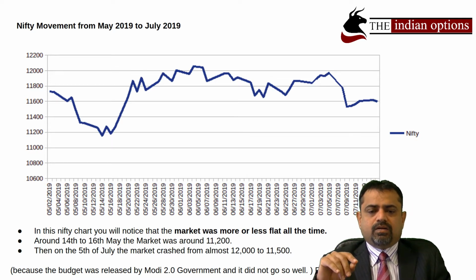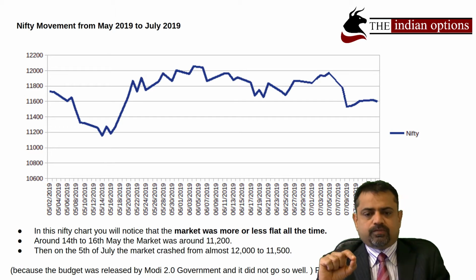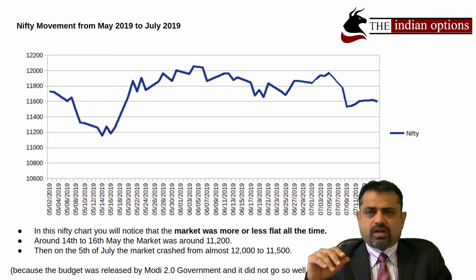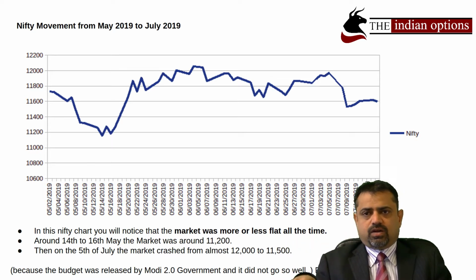Okay, now at this point, on 14th or 16th May, the market was trading at 11,200. And then on 5th of July, again the market crashed. That was when the Modi government declared their budget, and it was not a very good budget as far as the market is concerned. So the market really dropped.